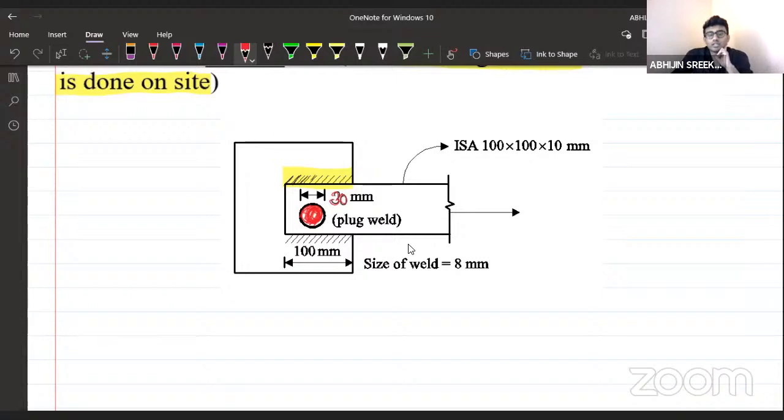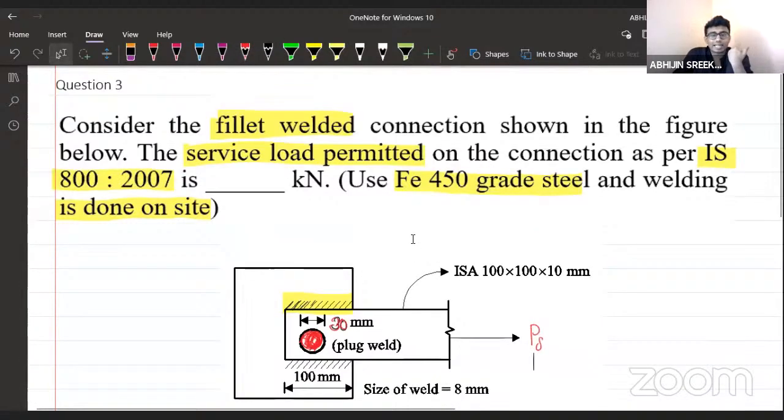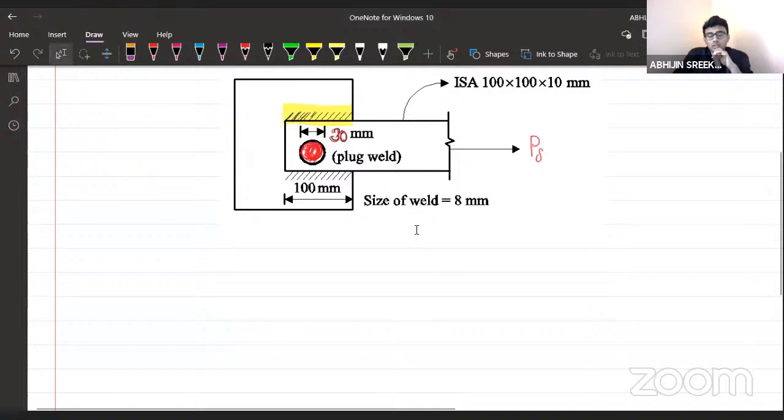And what we need to calculate is the service load on the connection as per IS 456/2000. In order to calculate the service load on the connection, first of all, we need to calculate the design strength of the connection. In order to calculate the design strength of the connection, we need some basic details.